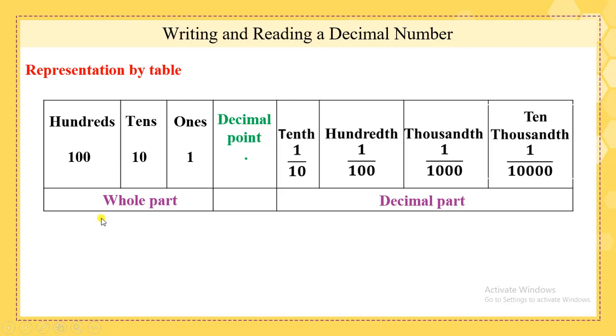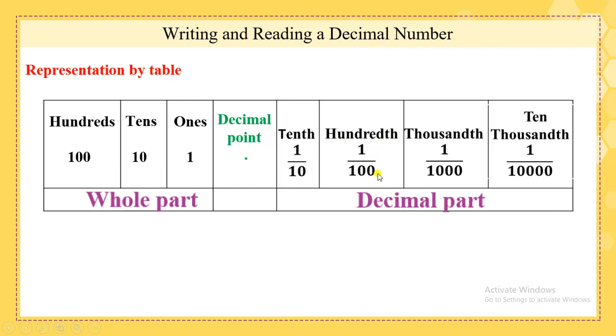We will represent the decimal number now by table. First, the whole number part will be represented as we used to represent it in Chapter 1. The digits and the classes that we already learned. Between them we have the decimal point, and then we have the decimal part. The first digit in the decimal part is called the tenths. It represents one part out of 10 parts. The second digit is the hundredths digit. It represents one part out of 100 parts.